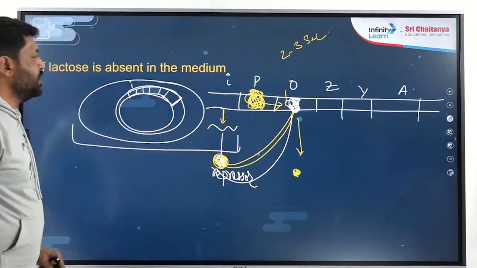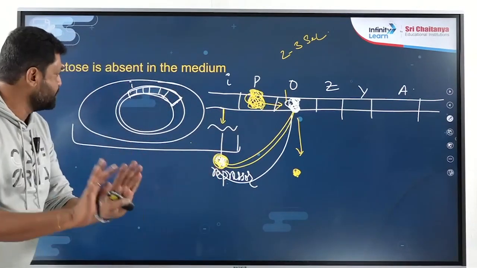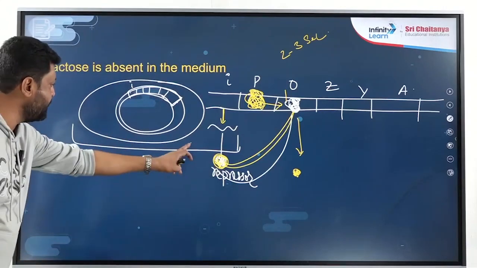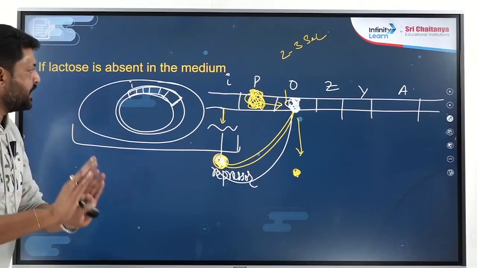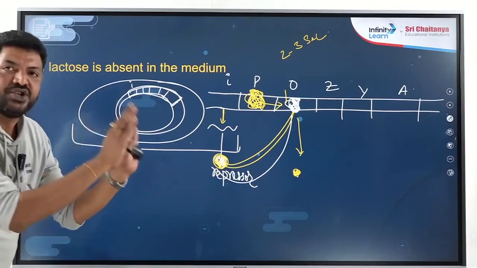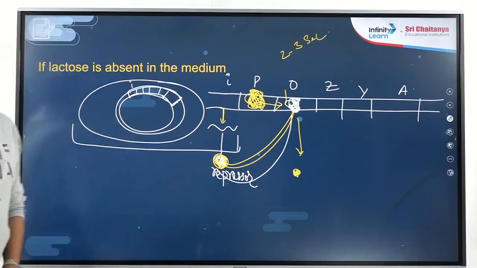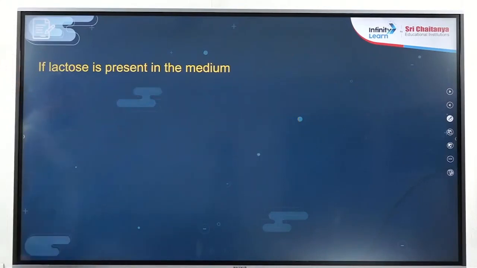Was it clear? So as long as lactose is not available in the medium, the bacterial lac operon is completely regulated, that is, switched off. Clear? And come back here.